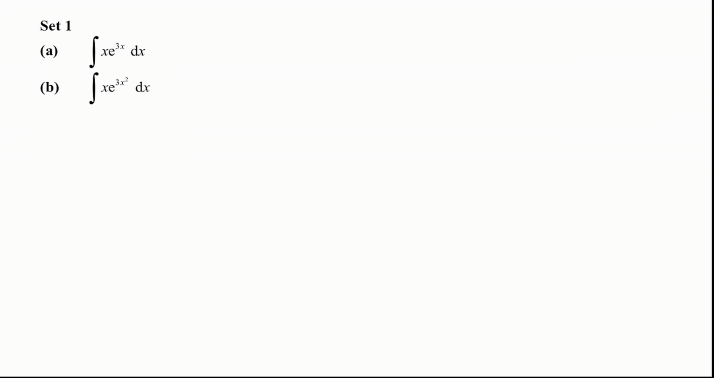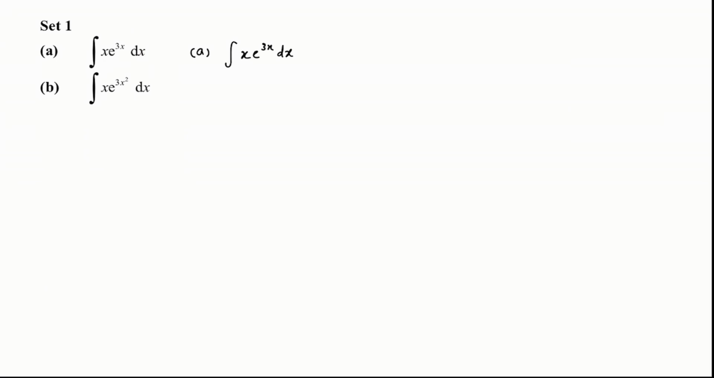Set 1, we have two items over here, and both of these items, if you look at the integrand, are actually products, right? So for products, of course it will be very tempting to jump straight to integration by parts, because usually we use integration by parts to integrate our products. So for A, it will definitely be integration by parts.